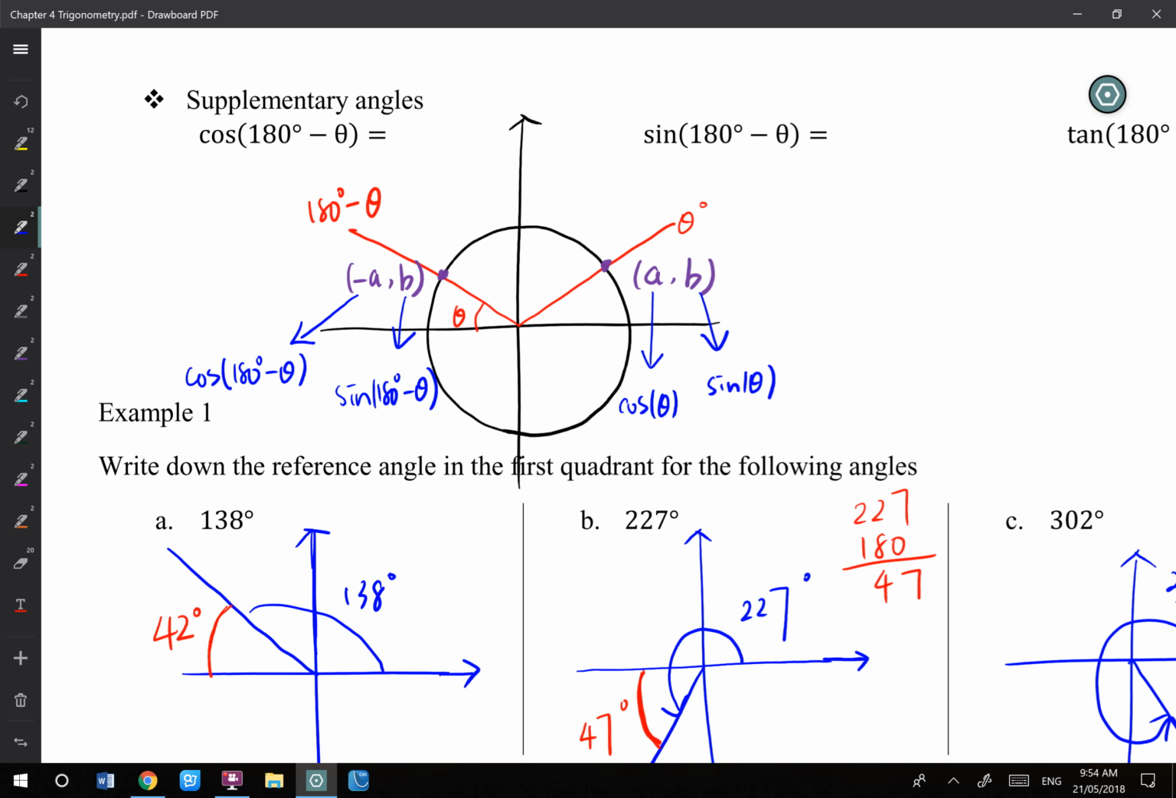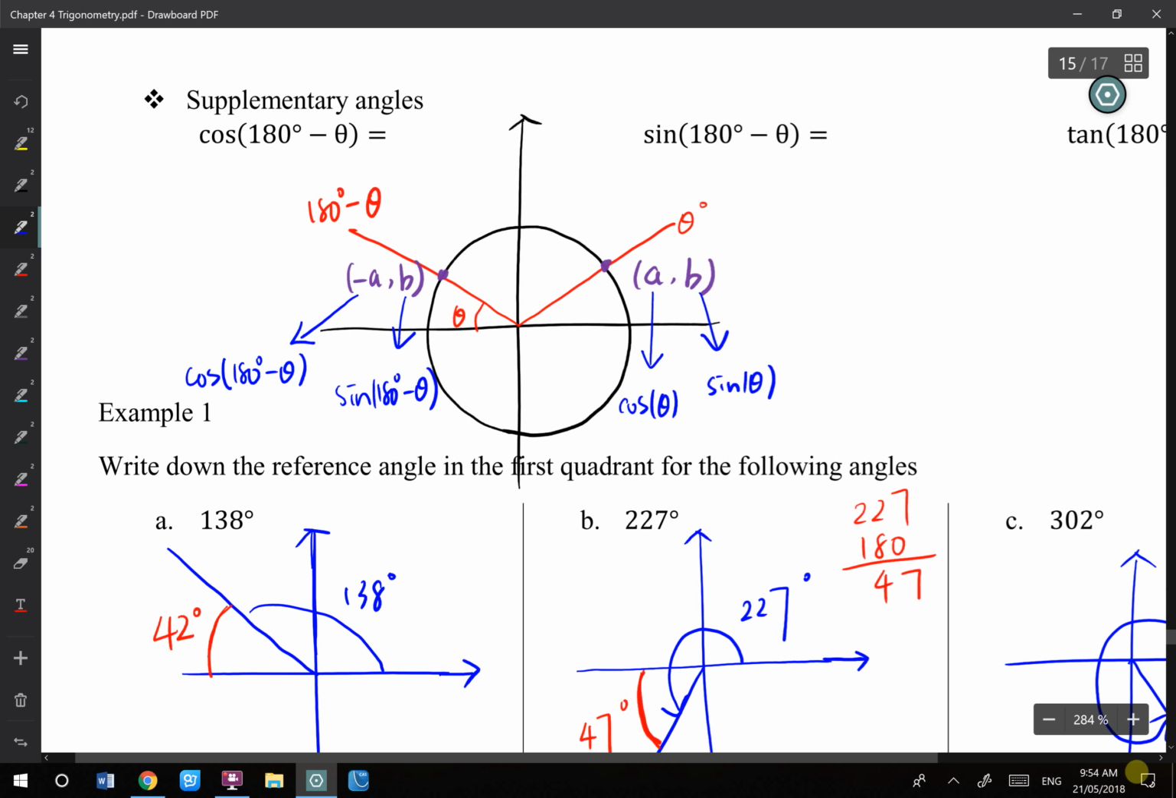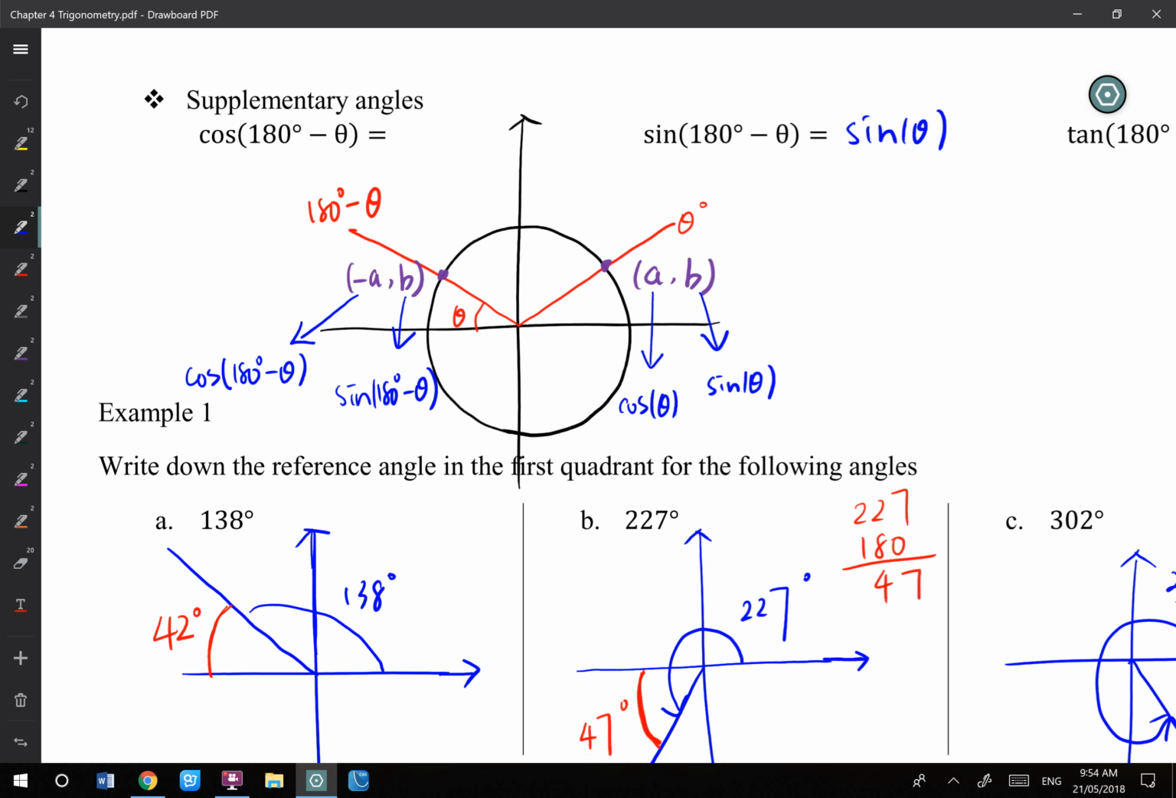Can you see the sine of 180 minus theta is equivalent to sine theta? That's how we use the reference angle. Can you see the reference angle has been used here? I have changed sine of 180 minus theta to sine theta because it's the same. Sine of 180 minus theta is B and sine theta is B as well, because they have the same height.